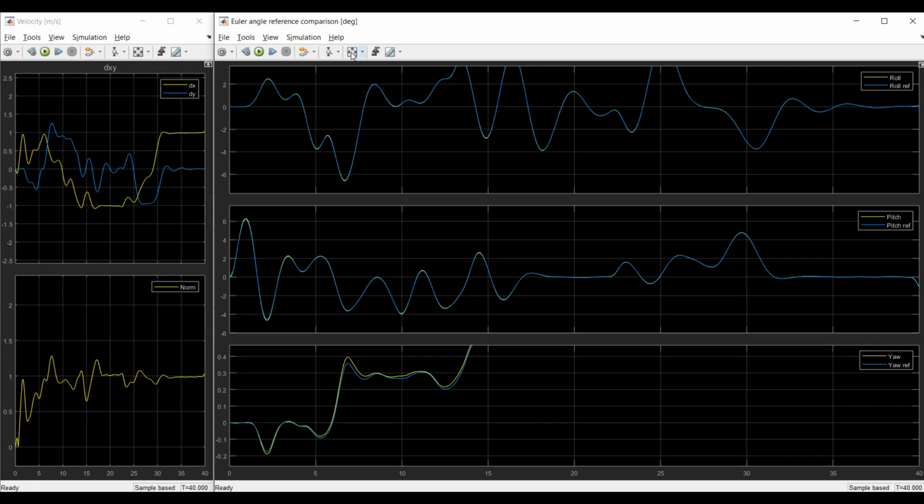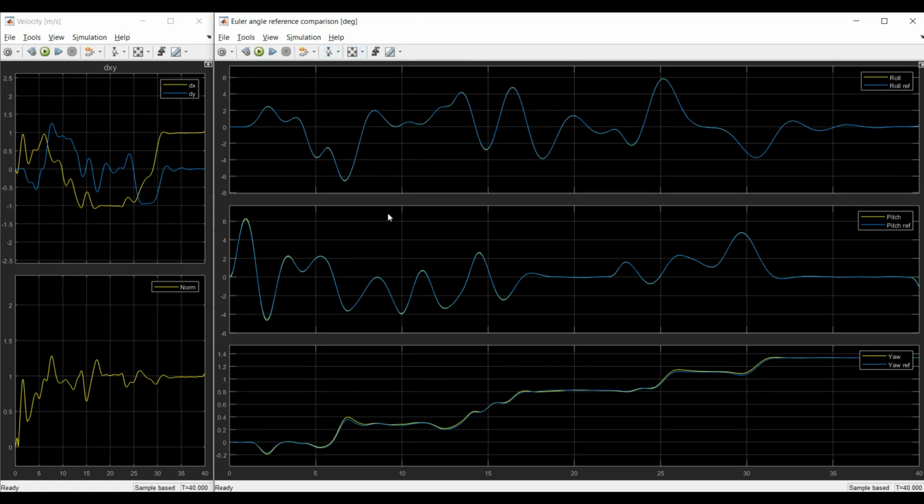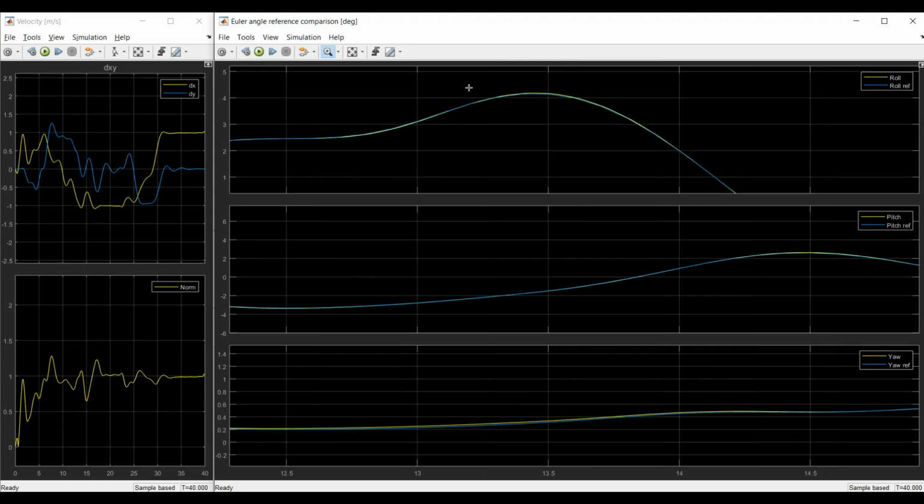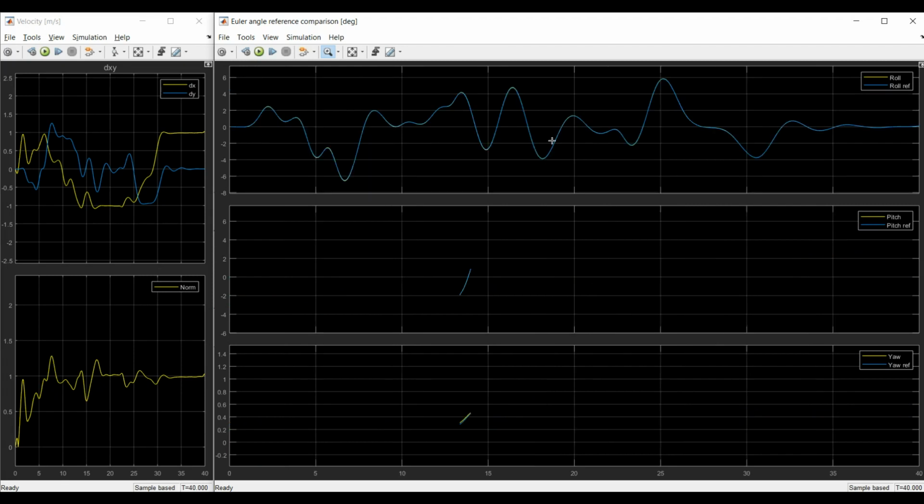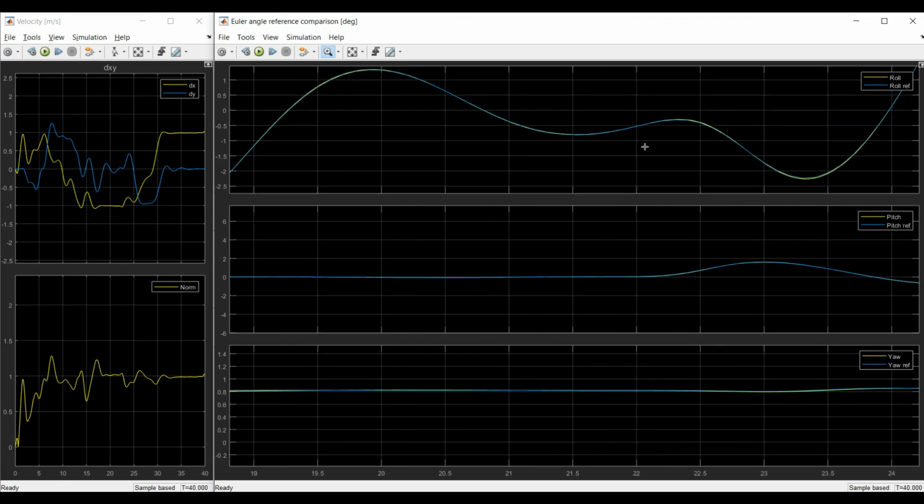Simultaneously, if we look at the Euler angles, the reference and the actual angles, this is to show the performance of the sliding mode balance controller. We can zoom in and see that the controller is tracking the angles fairly well. But we can also see how the angle references are changing in some steps.